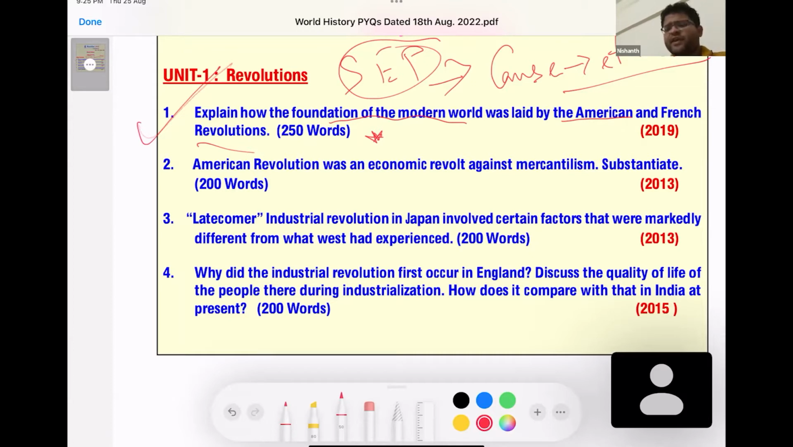So what is the significance of the French Revolution? The French Revolution is mainly for the civilian rights. Okay, it is mainly for the civilian rights. And it was against the lethargic political class and the inequality within the French society.